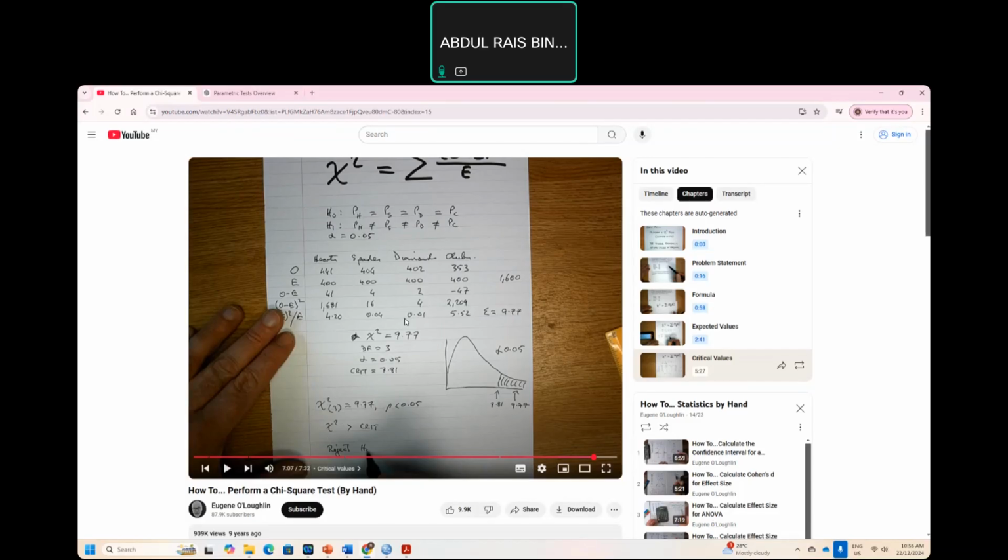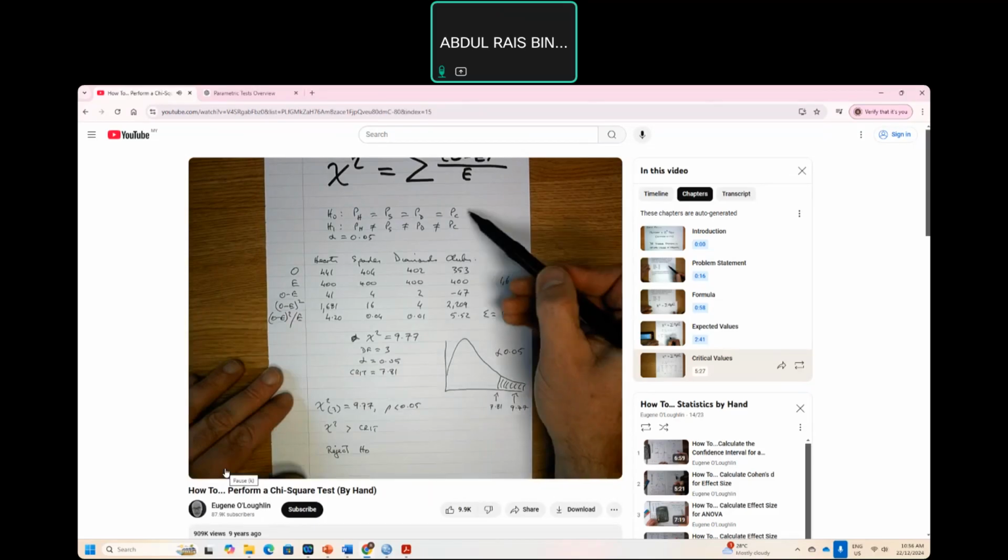Meaning if your calculated value is above your critical value, you conclude there is a significant difference. Number 2, reject the null hypothesis and accept the alternate hypothesis. So we're rejecting our null hypothesis that there's no difference between the observed and expected, that there is an association. Okay, so that is how chi-square is done.